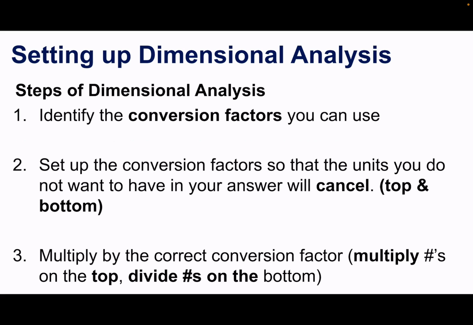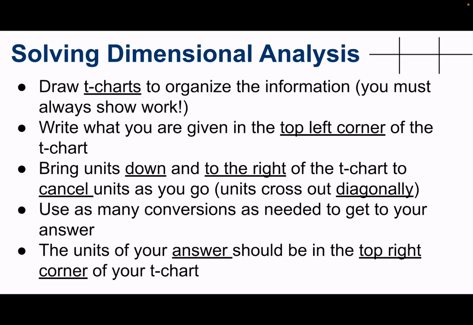So the steps to dimensional analysis are this. Step 1, identify the conversion factors that you can use or that you have at your disposal. Number 2, we're going to set up the conversion factors so that the units that you do not want to have in your answer will cancel. Typically, these have to be on top and bottom in order to cancel out with one another. Then what we're going to do is multiply by the correct conversion factor, and we're going to multiply numbers on the top and divide numbers on the bottom. We'll work on this together.